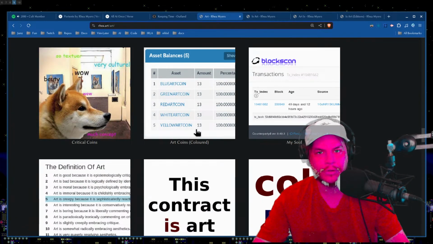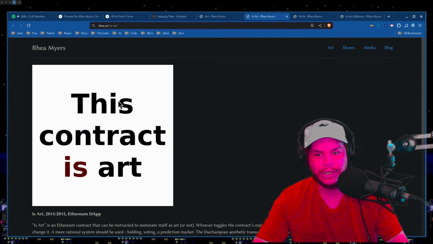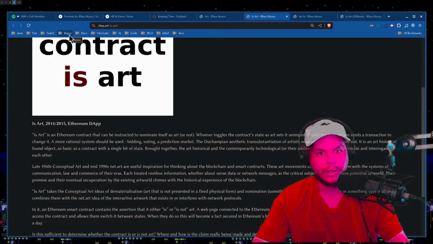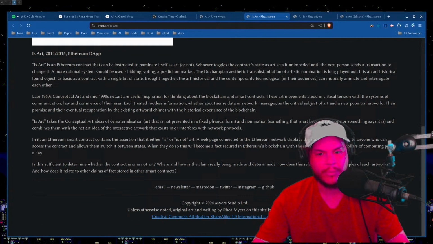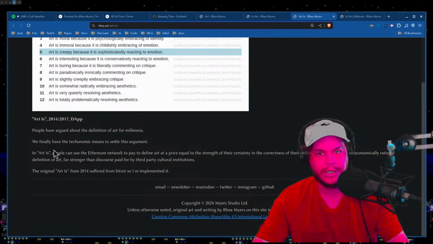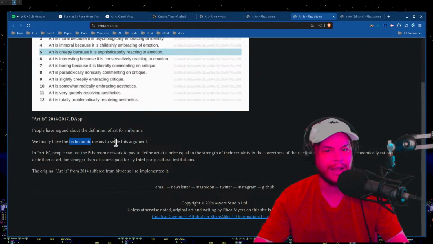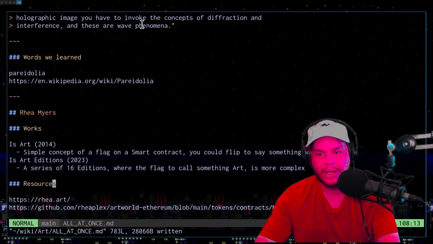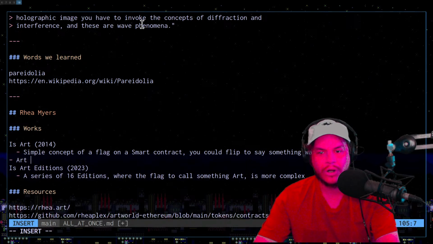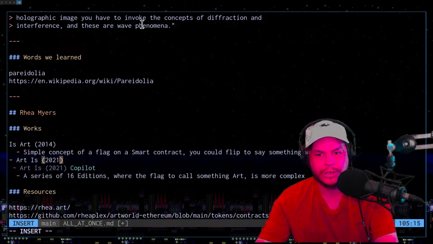Then we'll get into the colored coins world here. So there's Is Art, and this is the contract where you could nominate whether it's art or not. And then there is Art Is. People have argued about the definition of art for millennia. We finally have the Technomicon, means to settle this debate. In Art Is, people can use the Ethereum network to pay to define art at a price equal to the strength of their certainty and correctness of their definition. The results are economically rational definitions of art, far stronger than discourse paid for by third-party institutions. Love it. So there's Art Is. It looks like it's also from 2014.